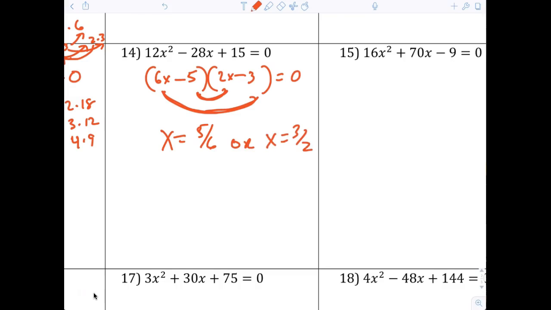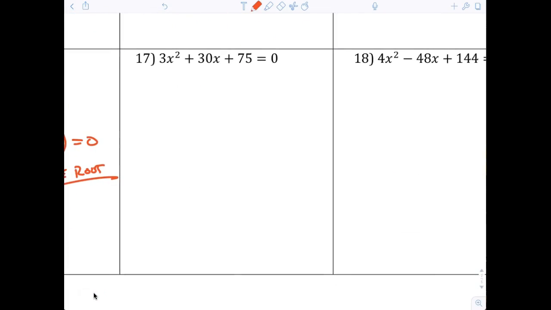3 over 2. Now, honestly, if you got that, you're pretty good at factoring. Most kids don't. That's hard, believe it or not. Okay? So if you got that, you're in good shape, I feel like. All right. Now, number 17, everybody needs to put a star by 17.